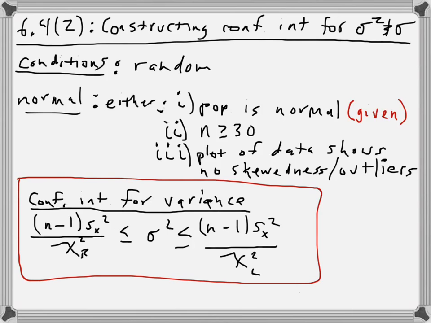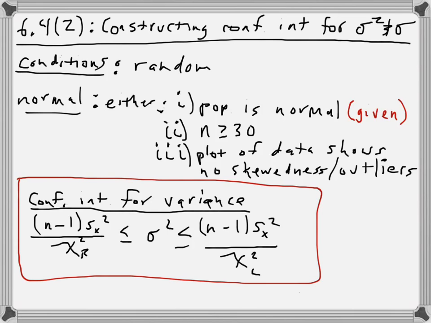Number 3, in case it doesn't tell you any of that, so it doesn't tell you that the population is normal and the sample size is under 30, you should make some kind of plot of the data. Usually I just recommend making a histogram or a box plot from your calculator, and it should show no strong skewedness or outliers.